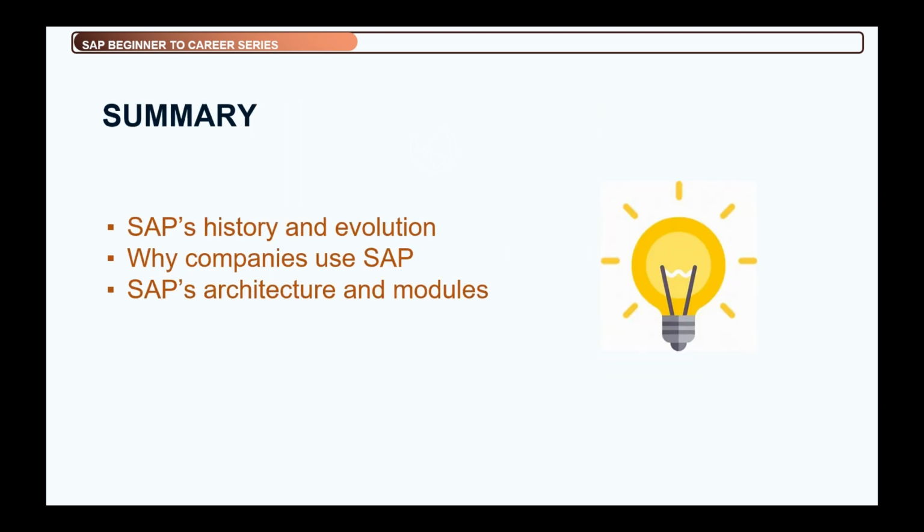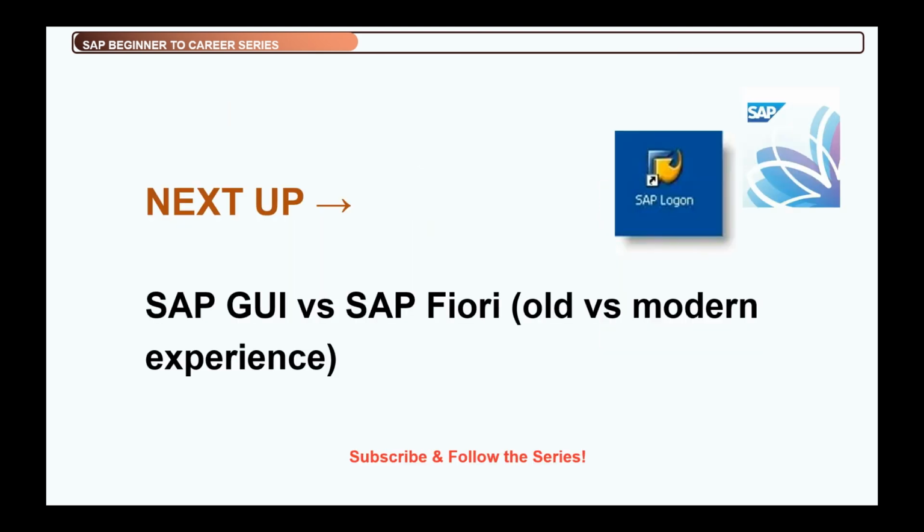So as a summary, today we talked about SAP history and evolution, why companies use SAP, and SAP's architecture and modules. In the next session, we will talk in detail about SAP GUI versus SAP Fiori, old versus modern experience. Those are user interfaces, so we'll discuss these interfaces in detail in the next session.